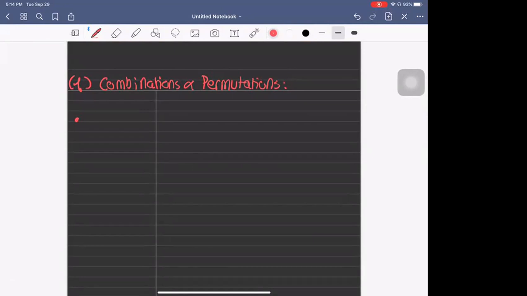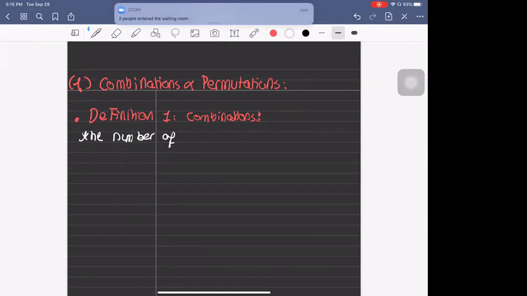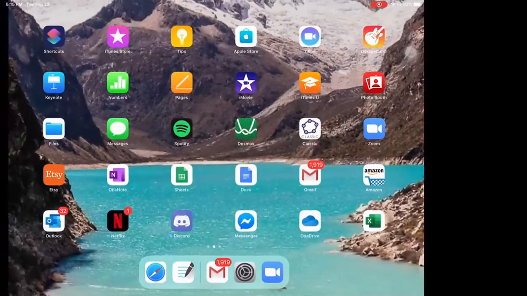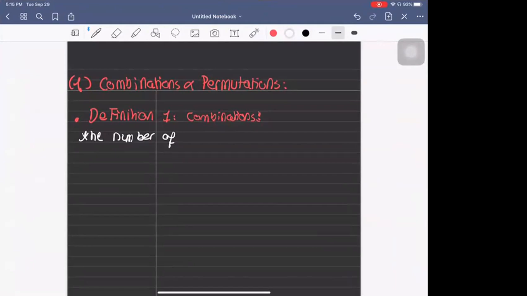All right, so first, I got two definitions. The first one, definition 1, is combinations. Sorry for my handwriting. I know it's terrible, but whatever. Wait, in the red and white. All right, so the number of possible, two people in the waiting room, sorry. You admit all. I'm still not able to configure the thing in such a way that everybody gets admitted automatically, but whatever.